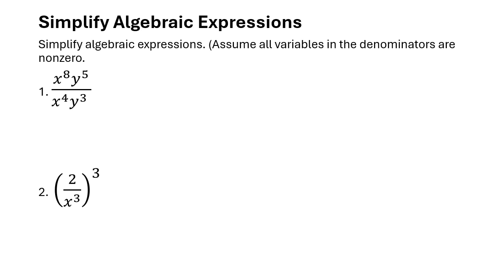In this lesson, we are going to learn how to simplify algebraic expressions. Here we're going to assume that the denominators are non-zero, because if they are zero, we'll have an undefined expression altogether. So we would assume that x and y are non-zero. All right, so let's go.